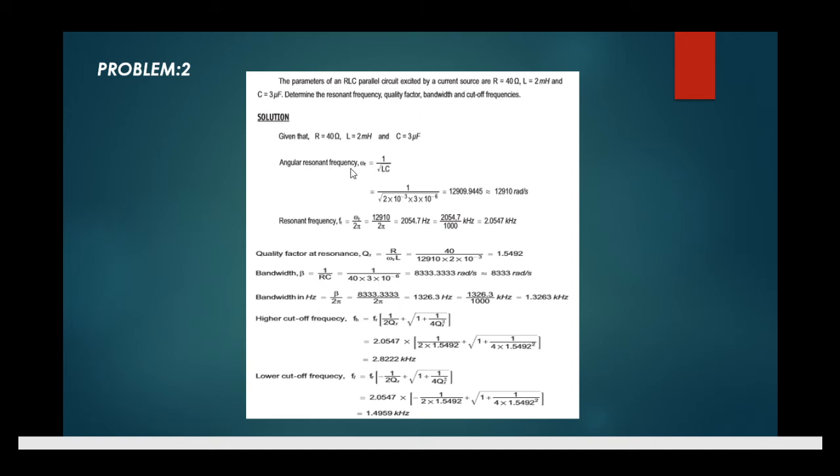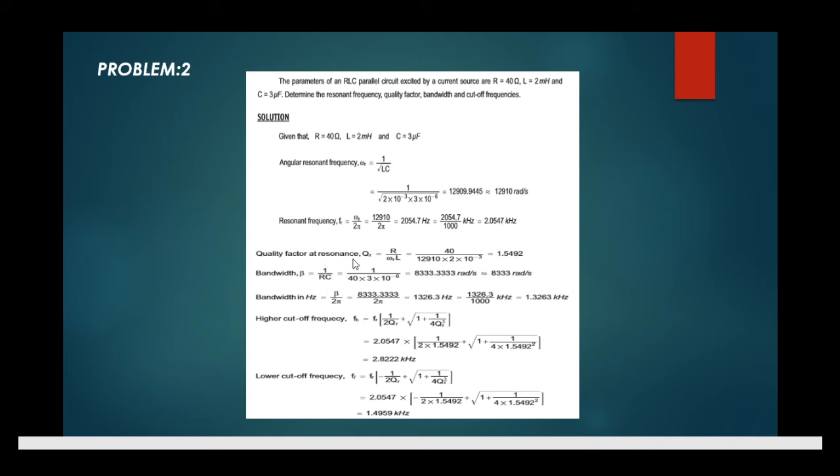So angular resonant frequency is going to be the same formula. Omega R is equal to 1 by root of LC. So just substitute the values, you get the value of omega R as 12910 radians per second. If you want to get the same resonant frequency in terms of hertz, just divide it by 2 pi. So FR is equal to 2.0547 kilohertz.